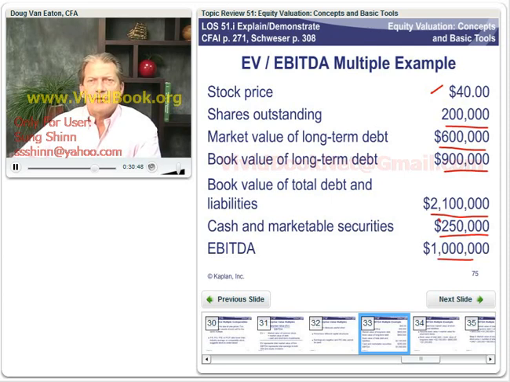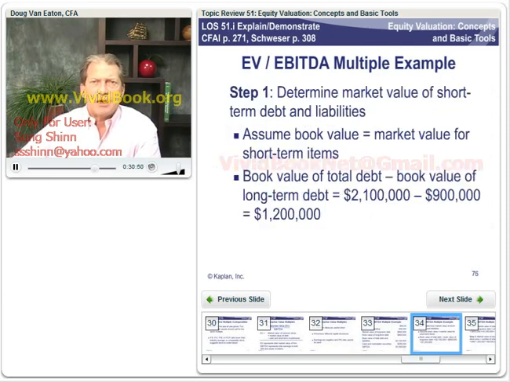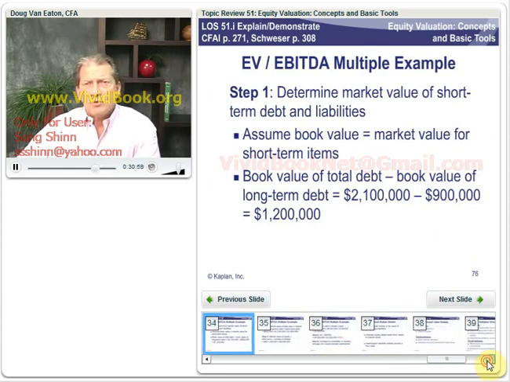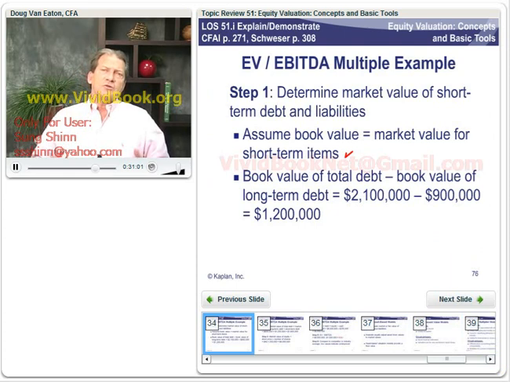So once we have those numbers, it's a fairly straightforward calculation. We're going to determine the market value of the short-term debt and liabilities. Assume the book value equals the market value for short-term items. Changes in interest rates don't change the values of 90-day debt very much at all. Book value of the total debt minus the book value of long-term debt gives us that book value of short-term debt of $1,200,000.